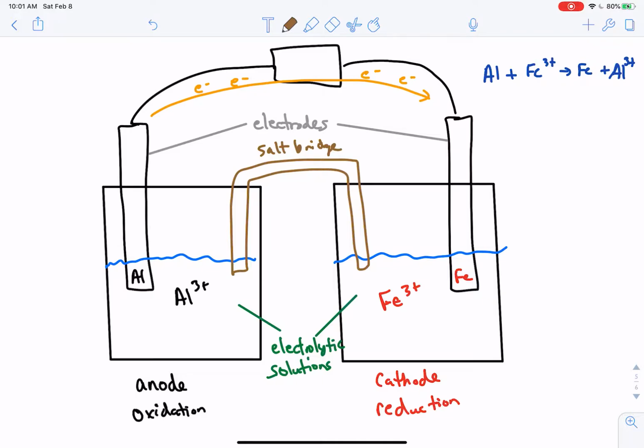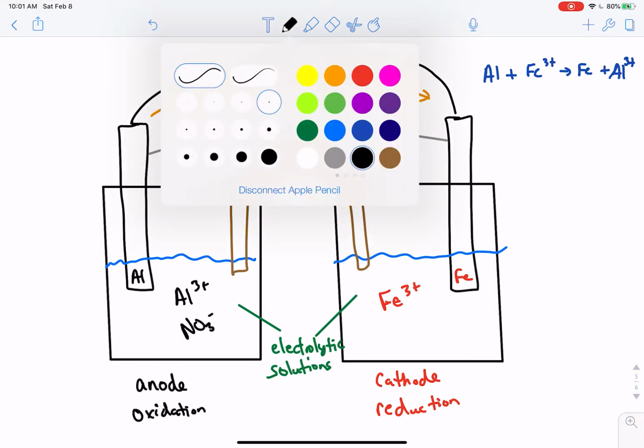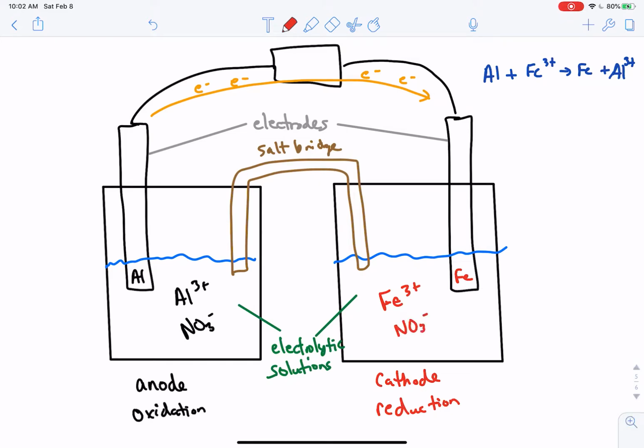And so the salt bridge is used to regulate the charges of the solution so that the electron flow will continue. Now, I've added nitrate in these solutions because one, it makes most salts soluble, and two, it's fairly unreactive, and so it's usually the species that is in there as well. So, what we need to keep in mind is the salt bridge is something like KNO3, some ionic salt, group 1 salt.